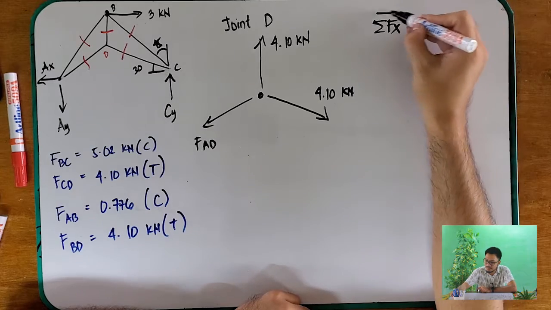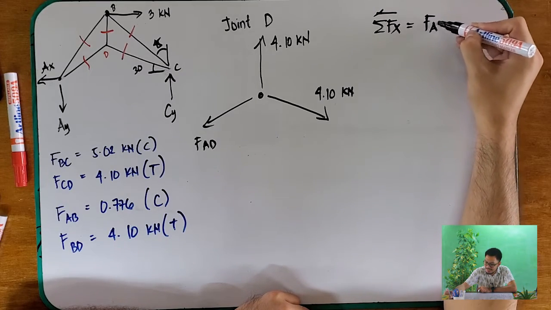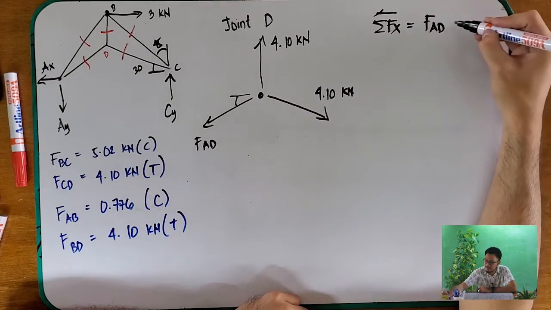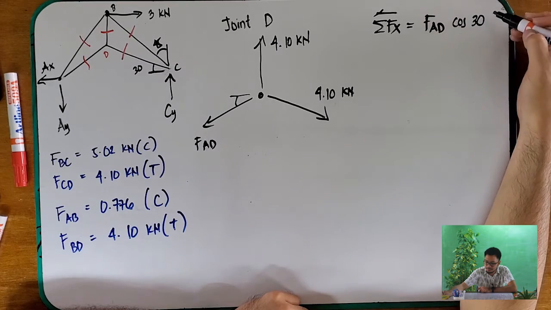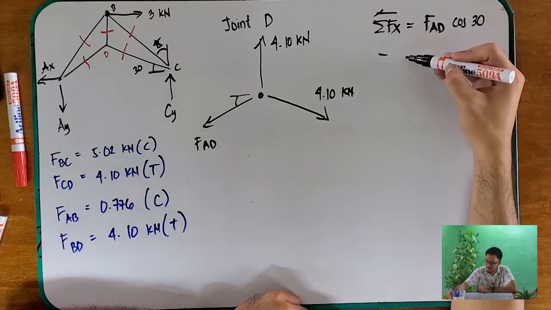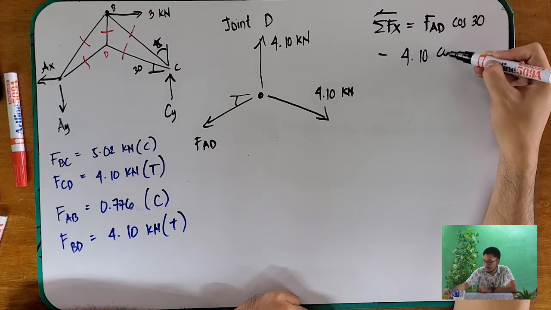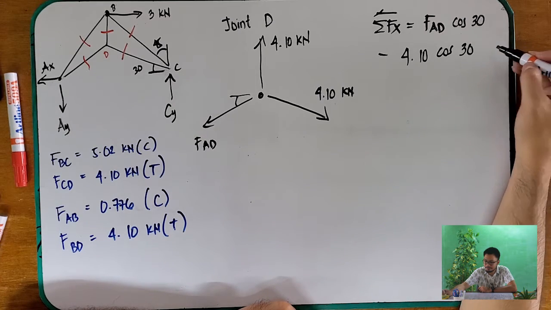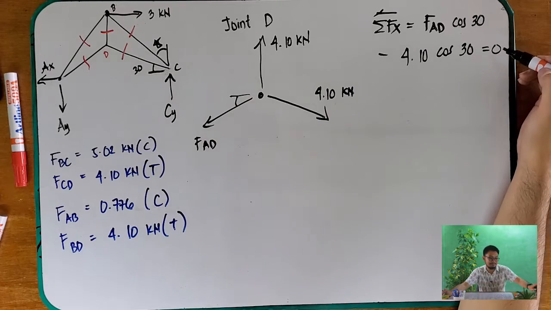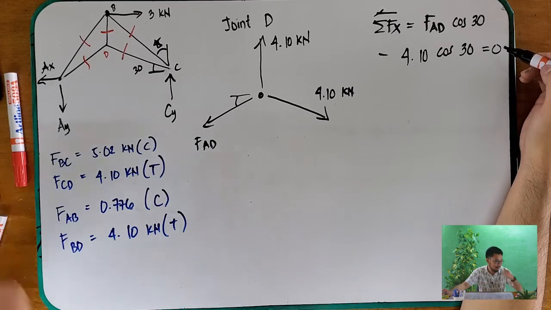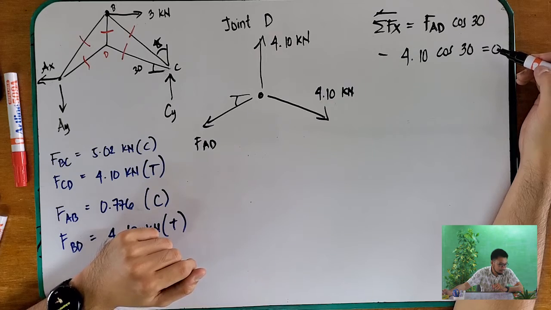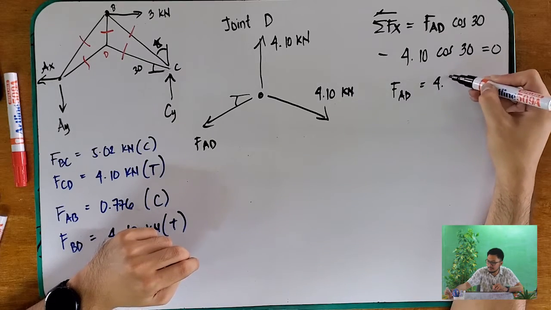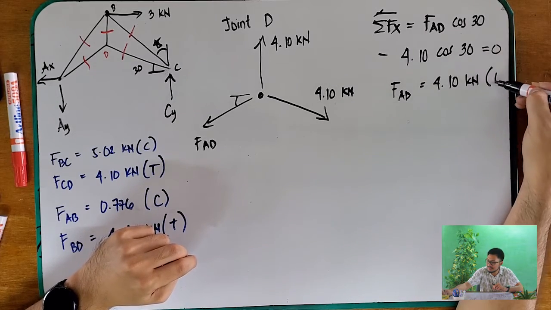Equals to, going there, FAD, this is 30 degrees, cosine of 30 minus 4.10 cosine of 30 degrees. And I think your FAD is also 4.10, of course, kilonewtons, and that is tension.